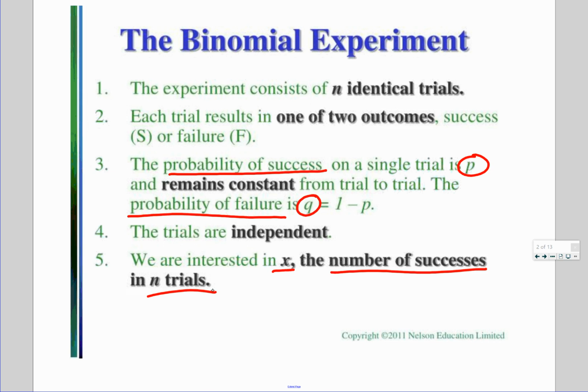So n is how many times we do the experiment. X is how many times we have success. P is the probability of that success on a single trial, and then Q is the probability of failure on that single trial.